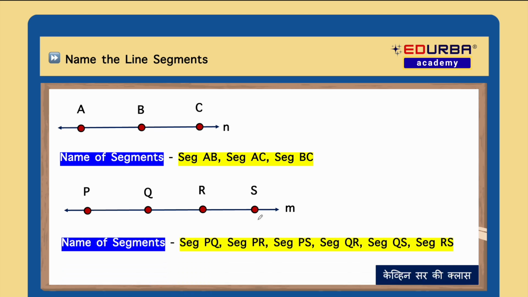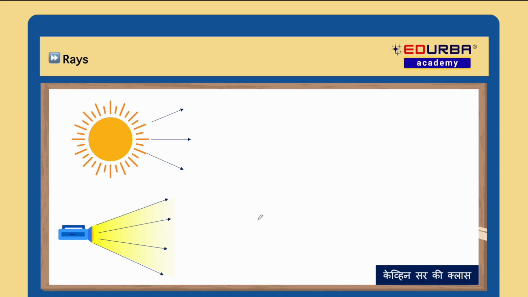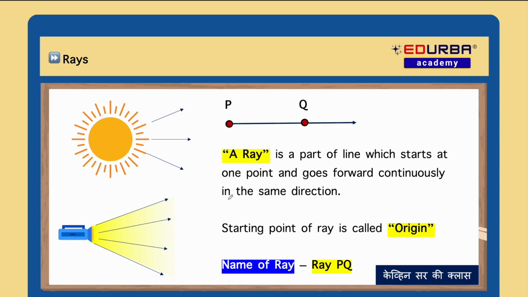Now friends, let's understand more about rays. A ray is a part of line which starts at one point and goes forward in same direction. As you see, sun rays originate from the sun and travel continuously in one direction. Same way, light rays originate from the torch and they travel continuously in one direction. Starting point of the ray is called as origin.